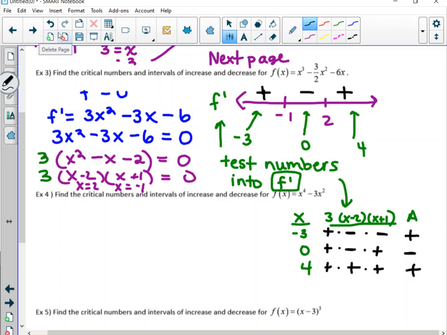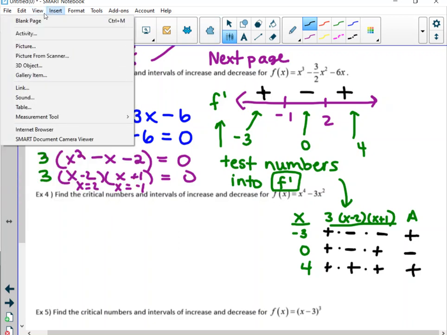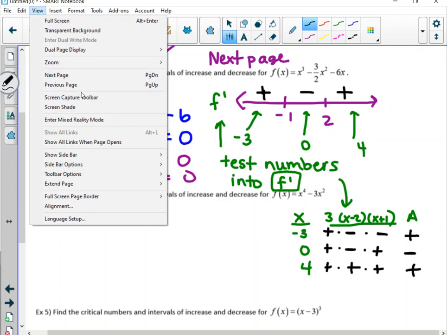So what do these results tell us? Where is f increasing? Say that again. Negative infinity to -1, and 2 to positive infinity. Right, let's go ahead and grab this real quick and put this on the next page.